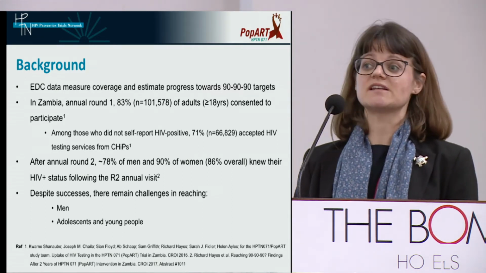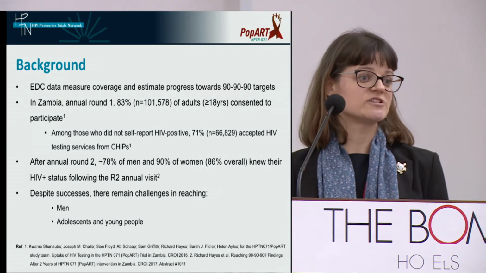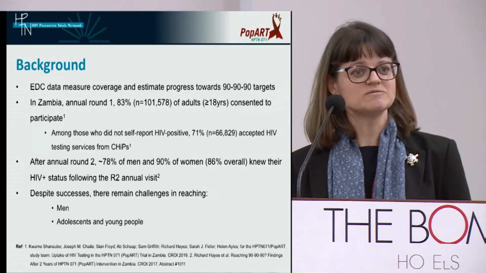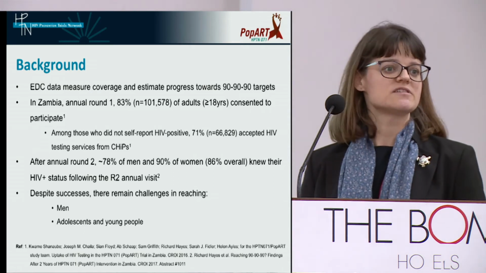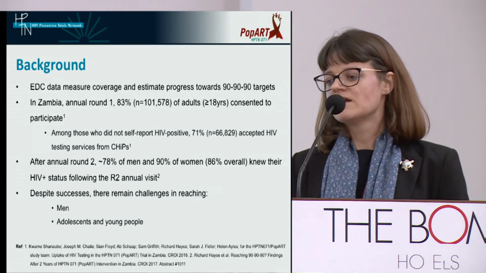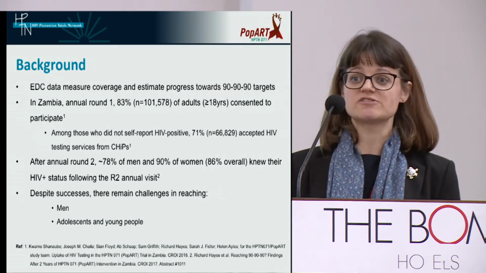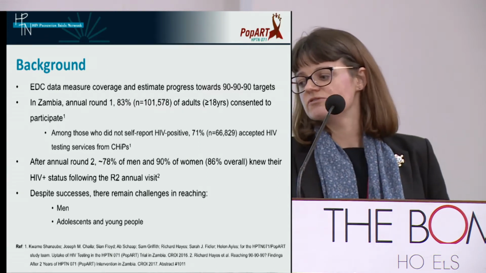So the reason why I put this up here is to show that PopART has made great successes, obviously. But nonetheless, and as we've been hearing in these last 2 days, there's definitely been some challenges in reaching certain populations. And you're probably not surprised to see men up there, because when the CHIPs go door to door, it's often during the day and they don't find the men at home. In addition, adolescents and young people are less likely to accept HIV testing services, so that's also been a population that's been trickier to reach through this door-to-door strategy.